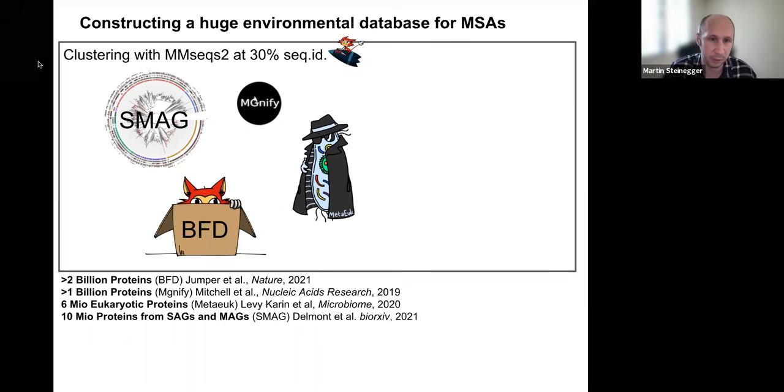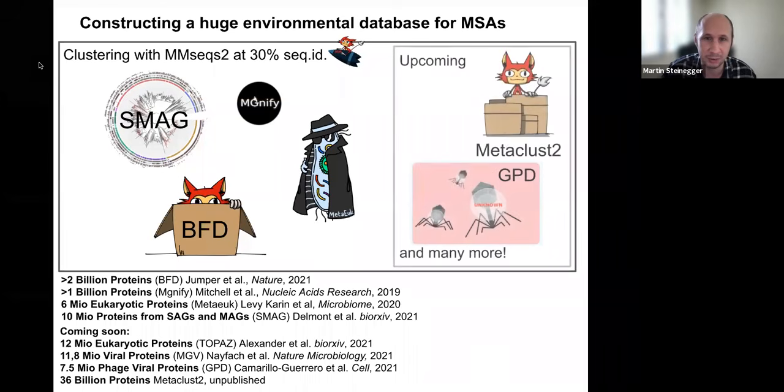We added some more sequences into the mix. One is from MetaEuk. These are eukaryotic proteins. Sometimes it's really difficult for some of our big eukaryotic organisms to find enough proteins, so we thought it might be useful to add some more. We also added the SMAG database. It's also eukaryotic proteins, mostly from oceans. Could you click one more time, please?